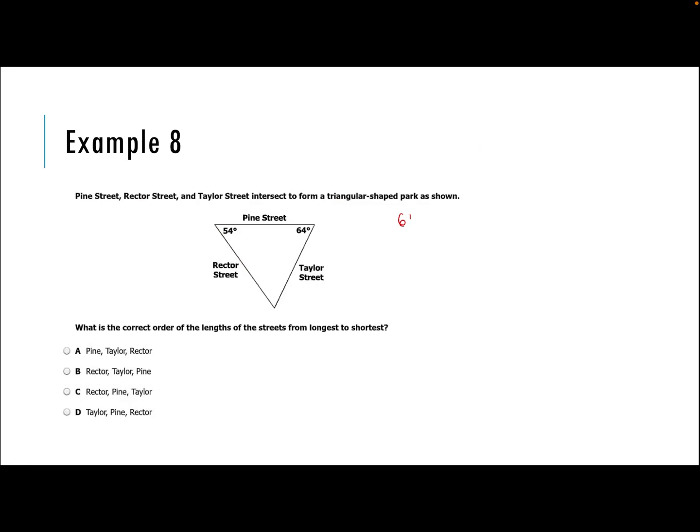64 plus 54 is 118. So 64 and 54 is 118 degrees. I'm sorry, that's 118, and then 180 minus 118 degrees is 62 degrees. So the missing angle is 62 degrees. So if we put our angles in order, we have 54 degrees, 62 degrees, and 64 degrees. So the street that's opposite the 54 degree angle is Taylor Street. The street that's opposite the 62 degree angle is Pine Street, which forces Rector Street to be the last one. So we want Taylor, Pine, and Rector, which is going to make D the correct answer.